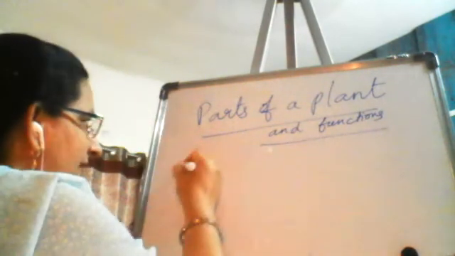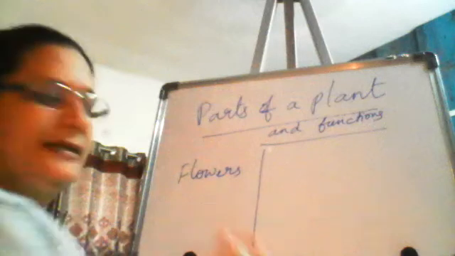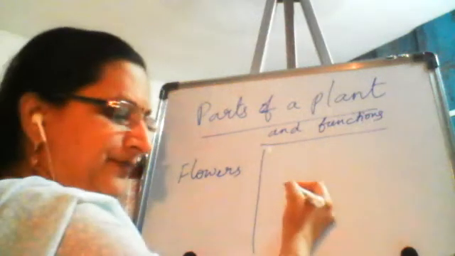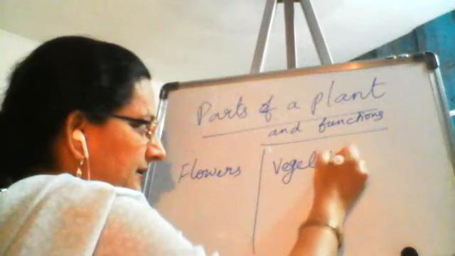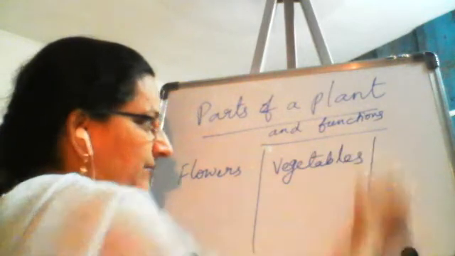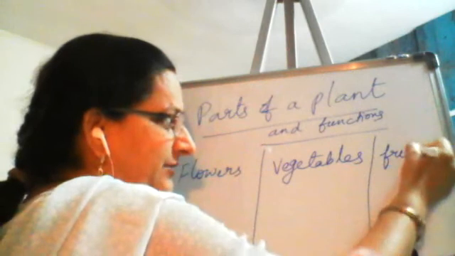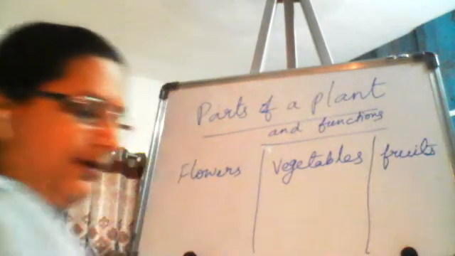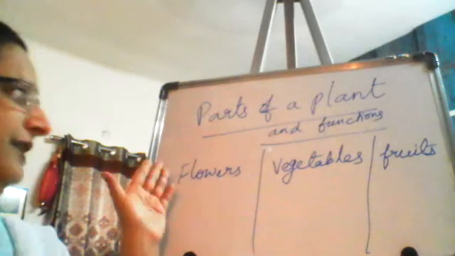So among the flowers, you see the flowers of plants. Then plants also give us vegetables, and plants also give us fruits. Do you agree with me? Okay. So what are things we get from plants?